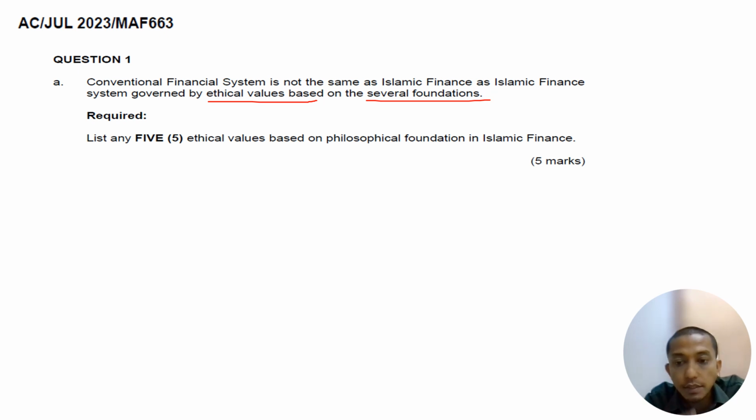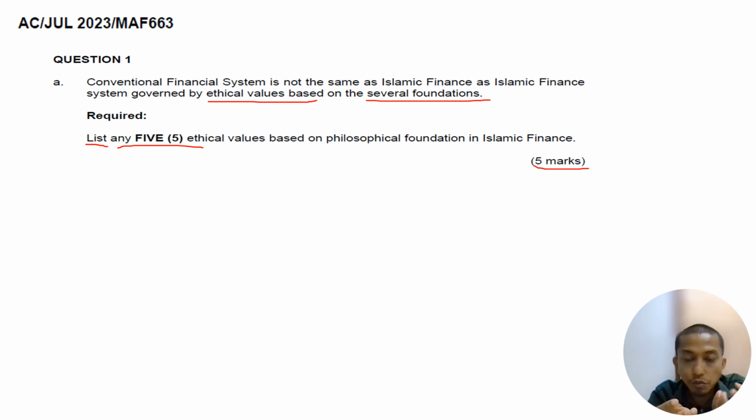Again, first thing first, you see what the question asks you. The question asks you to list any 5 only. List means that no need for you to explain, just list down the ethical values based on philosophical foundation. Plus you see the marks is only 5 marks, so it is tallying. The question asks you to list, so you just list. No need to explain. It is optional. You can explain, but it is alright.